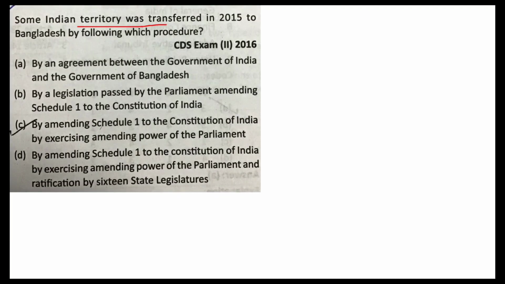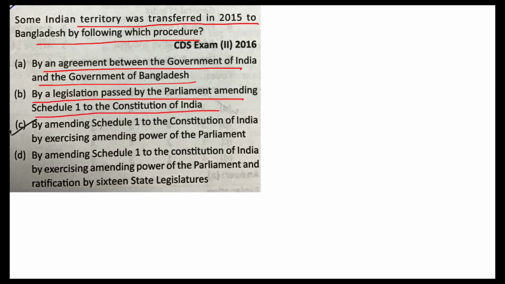Next, some Indian territory was transferred in 2015 to Bangladesh by following which procedure? By an agreement between the Government of India and the Government of Bangladesh; by a legislation passed by Parliament amending Schedule 1 of the Constitution; by amending Schedule 1 of the Constitution of India, by exercising the amending power of Parliament; or ratification by 16 state legislatures. C, by amending Schedule 1 to the Constitution of India, by exercising the amending power of Parliament, is correct.